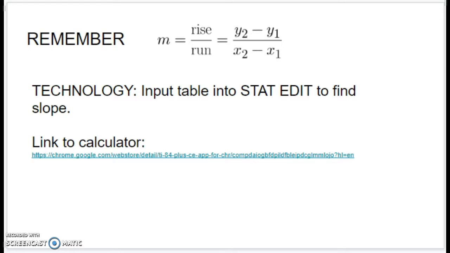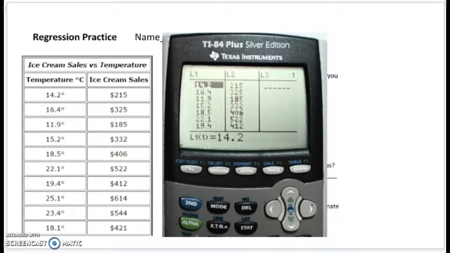All right, you can also take a table and use your technology. Use our stat edit. Remember, there is a link to a graphing calculator simulator that you can download onto your Chromebook, but I'm going to quickly run you through some screenshots of how to do this with your calculator. The first thing you're going to do is press the stat button, and enter your X values in L1 and your Y values in L2. Notice that temperature is X in this case, and ice cream sales is the Y, or the output.